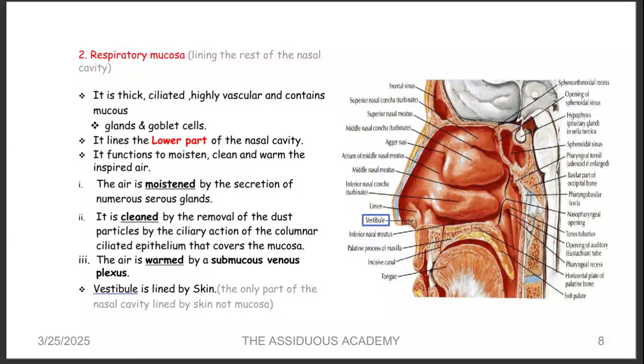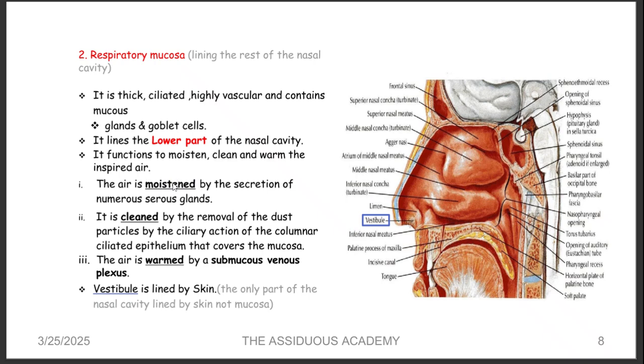This one now lines the rest of the nasal cavity, and it is thick, ciliated, highly vascular, and contains mucus. So it has got glands and goblet cells. So it will be able to line the lower part of the nasal cavity. And the function of the respiratory mucosa is to moisten, to clean, and to warm the inspired air.